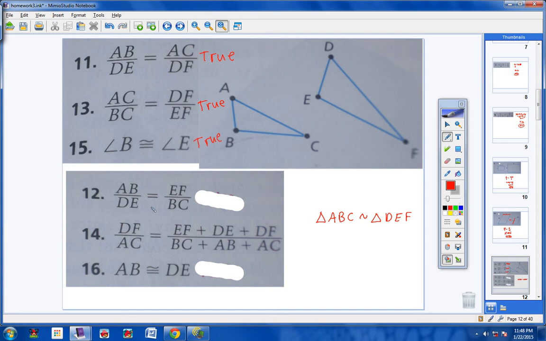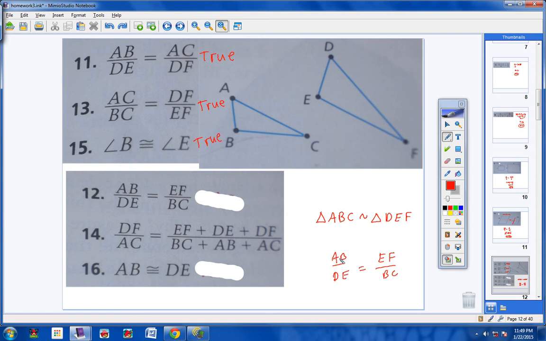Alright, number 12. AB, right here, over DE. Looks good so far. AB, these two right here, over DE. These two right here looks good. Now watch where they mess up. Watch where they mess up, students. You went AB over DE, and then they put EF over BC. Now watch. Does EF correspond with BC? Yes. So you would probably think this is true, but it's not.